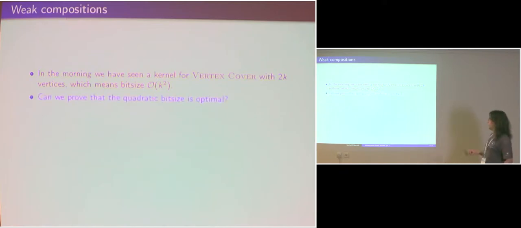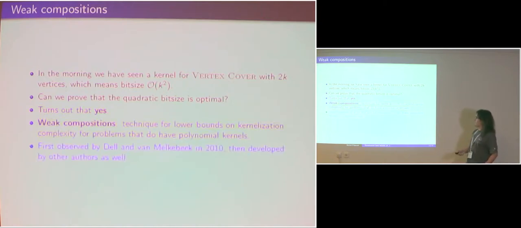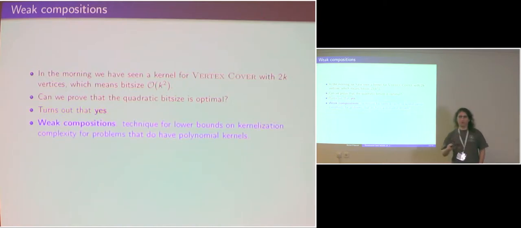So the natural question is, is this optimal? Yes? Can you get sub-quadratic bit size? And the answer to this question is yes, we can prove that actually quadratic is optimal. More precisely, we can give this framework of weak compositions using which we will show that there is no kernelization into bit size k^(2-epsilon) for any epsilon larger than 0.